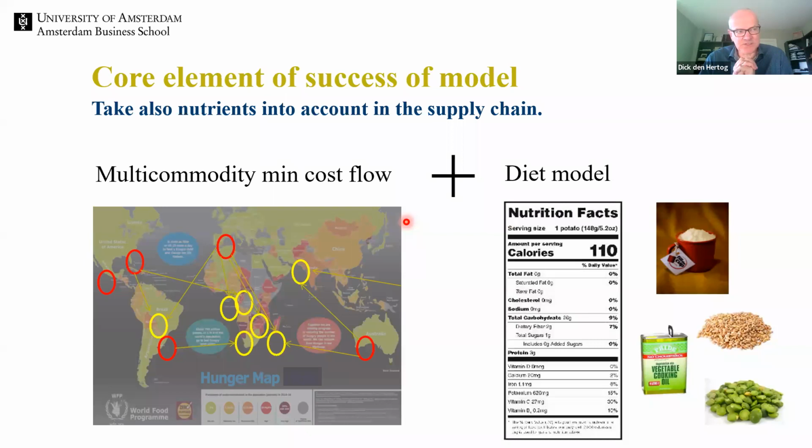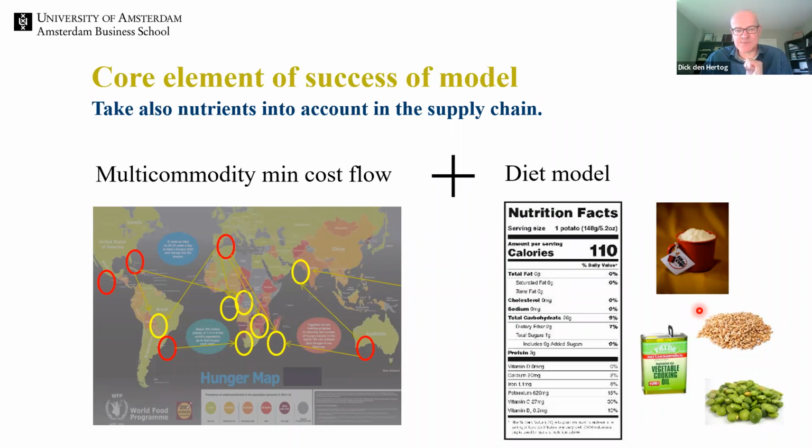Then the first question is, what should be the ingredients of the daily meal? What should be added to the daily meal? Should it be oil, beans, rice, and how much? And it should be such that, of course, all kinds of nutritional requirements are satisfied. But also the question, where to purchase those ingredients, such that the total cost of purchasing cost and transportation cost is minimized.